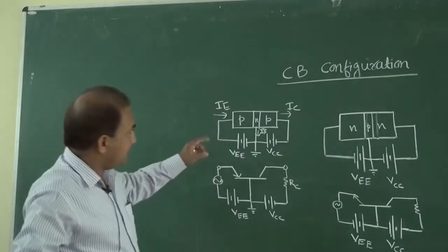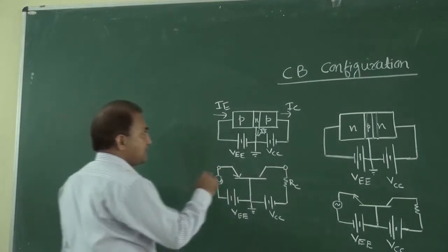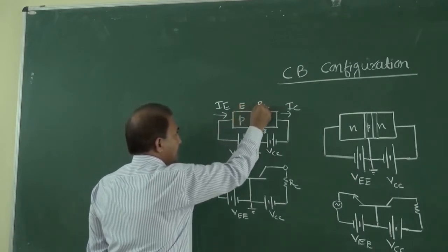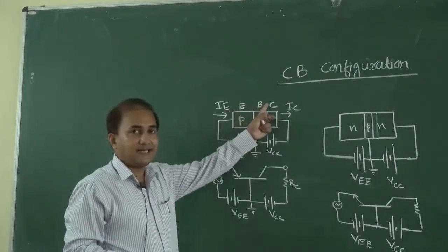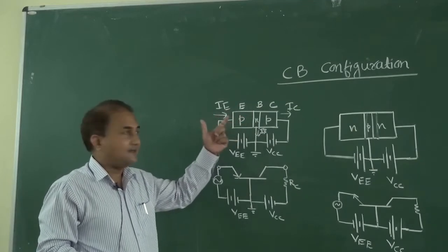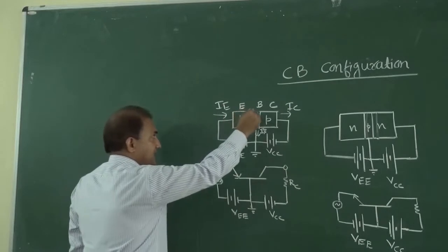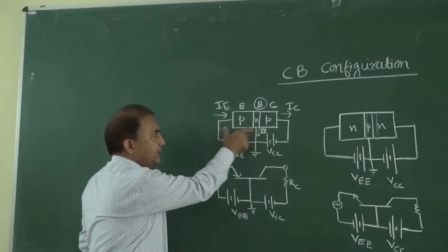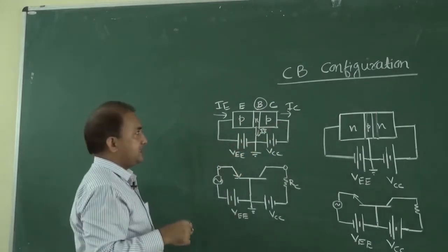So this is the circuit diagram for common base configuration. In common base configuration, this is the emitter, this is the base, and this is the collector terminal. These are the 3 terminals: emitter, base, and collector. So a BJT is a 3-terminal device. In common base configuration, the base terminal is common to both input as well as output. That is why it is known as common base configuration.